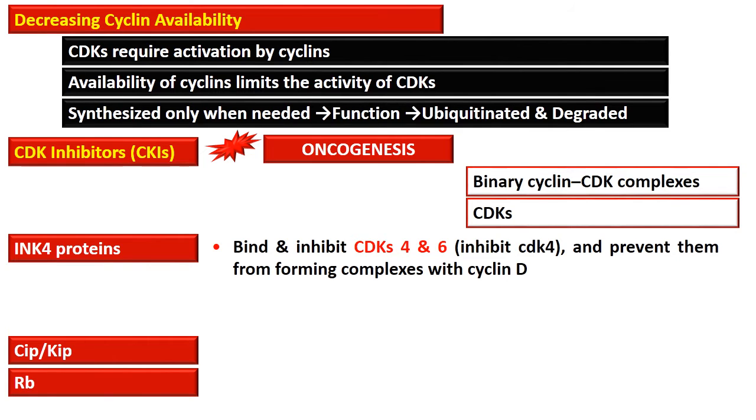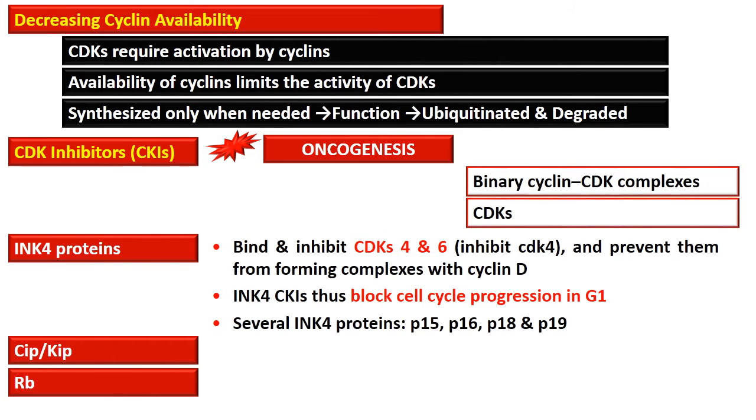The INK4 binds and inhibits CDK4 and 6. It inhibits CDK4, therefore it is termed as inhibitor of CDK4, INK4, and prevents them from forming complexes with cyclin D. Therefore, it blocks the cell cycle in the G1 phase, where the cyclin D was propelling the cell towards the S phase. Okay, so in G1 phase it stops the cell cycle.